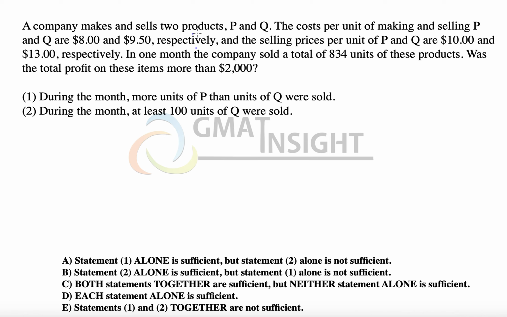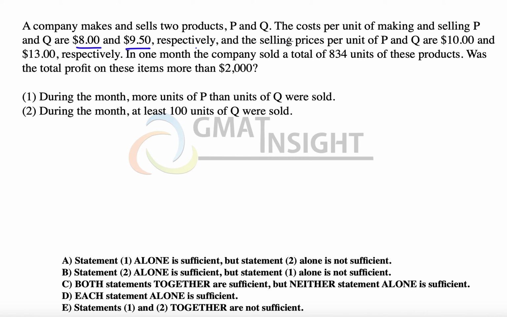A company makes and sells two products P and Q. The cost per unit of making and selling P and Q are $8.5 and $9.5 respectively. This is for P, this is for Q. And the selling price per unit of P and Q are $10 and $13 respectively.